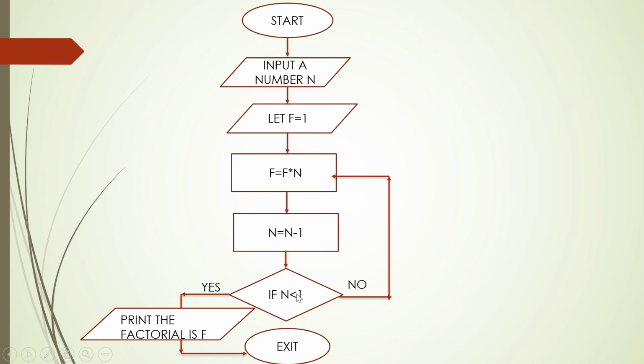Then we will check if n is less than 1, because if n turns out to be 0, we will multiply by 0, and you know that anything multiplied by 0 comes out to be 0. So we have to make sure that n is not equal to 0. If n is less than 1, yes, print the factorial is. Once it comes out that it is 0, that is it is less than 1, it will print out the factorial is this. It will not go to the further step. And if it is no, then it will again go.